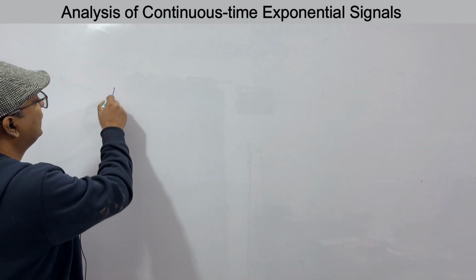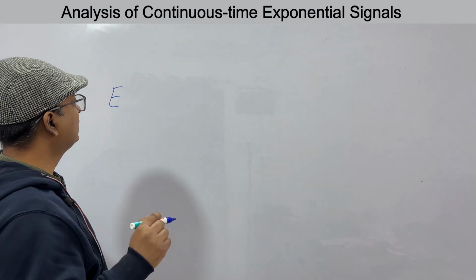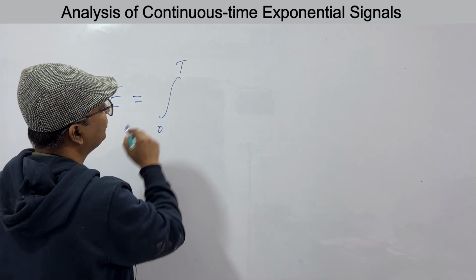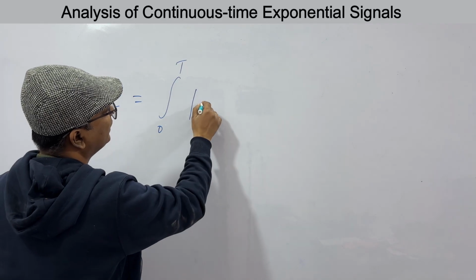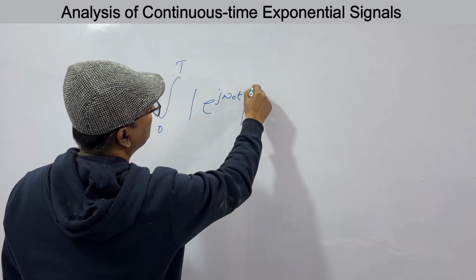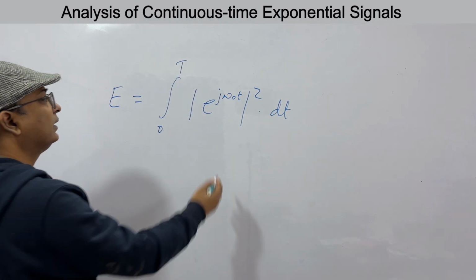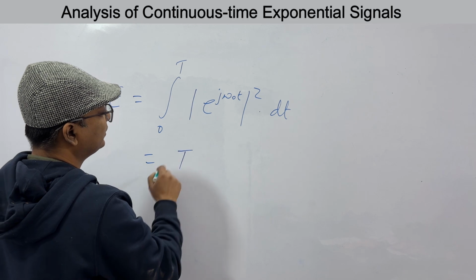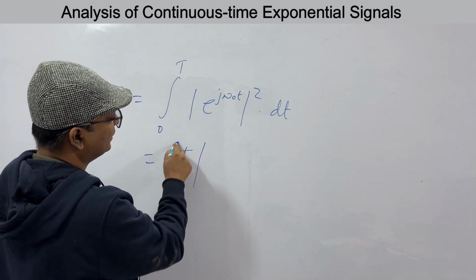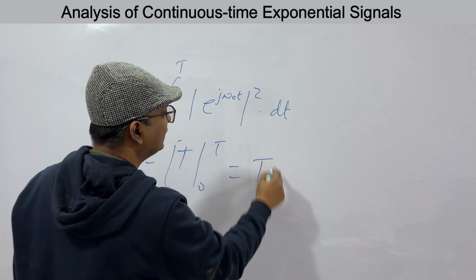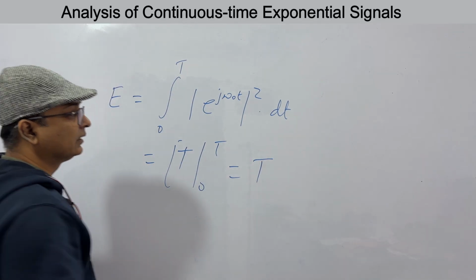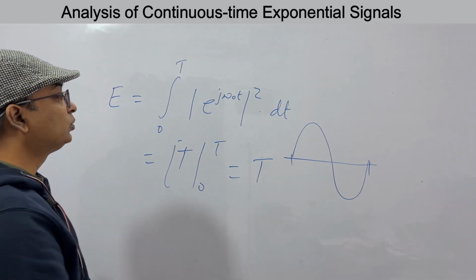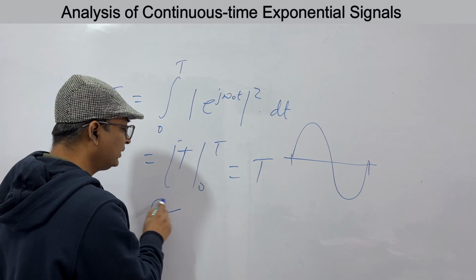Now let's understand the energy and power in exponential and sinusoidal signals. Energy in a time period 0 to, let's say, T. You know how we calculate energy. You have seen that for one time period this is equal to 1, so you will get T. That is the energy in one cycle. So energy in an infinite number of cycles will be infinity.